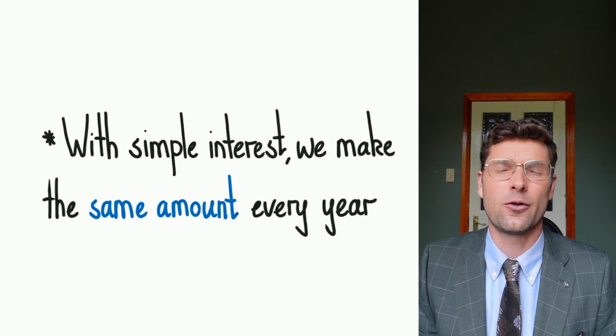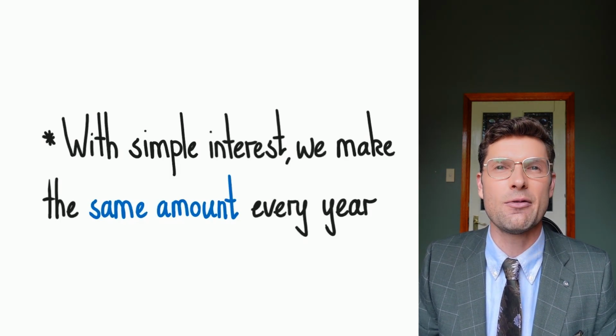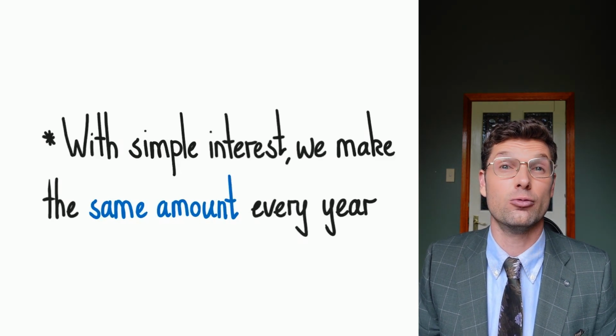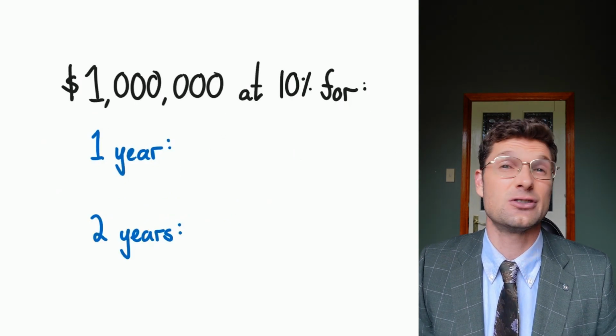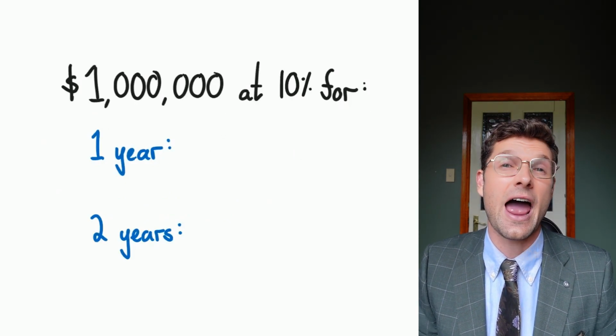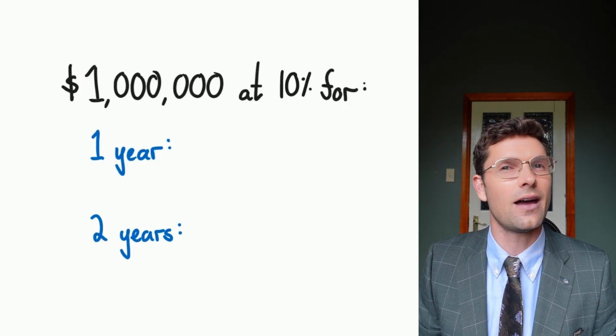So with our simple interest formula, we get the same amount of money every single year, or we earn the same amount of interest. And we're just going to look at a really big example just to highlight what I mean. So let's say that I'm super rich and I've got $1 million and I'm going to invest it at 10% per annum for 1 year and for 2 years.